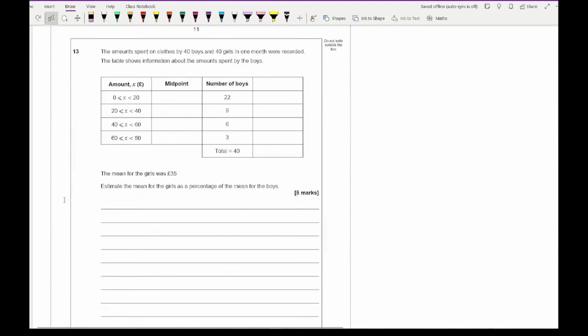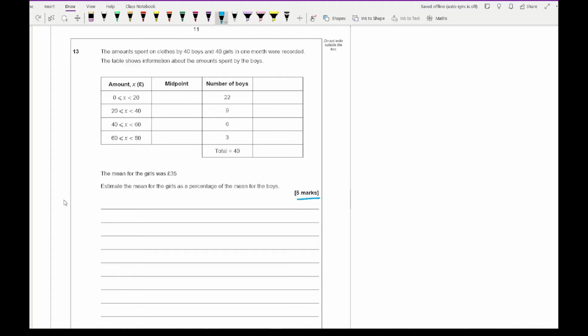Moving on to question 13, it says the amount spent on clothes by 40 boys and 40 girls in 1 month were recorded. The table shows the information about the amount spent by the boys. The mean for the girls was £35. It says estimate the mean for the girls as a percentage of the mean of the boys. And this is worth 5 marks.